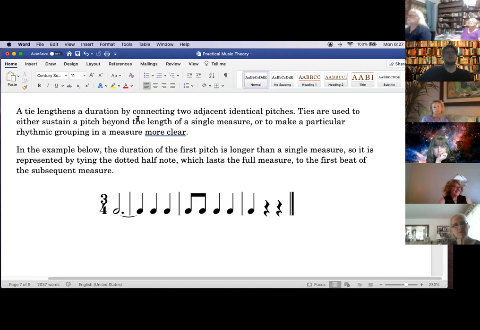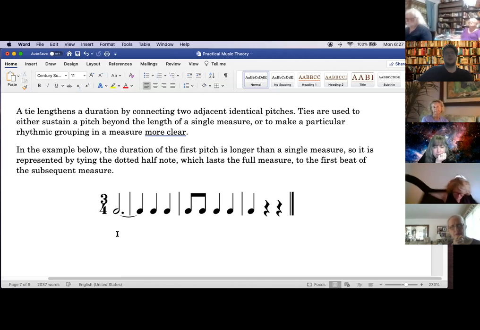A tie lengthens a duration by connecting 2 adjacent identical pitches. Ties are used to either sustain a pitch beyond the length of a single measure or to make a particular rhythmic grouping in a measure more clear. In the example below, the duration of the first pitch is longer than a single measure, so it is represented by tying the dotted half note, which lasts the full measure, into the first beat of the subsequent measure.